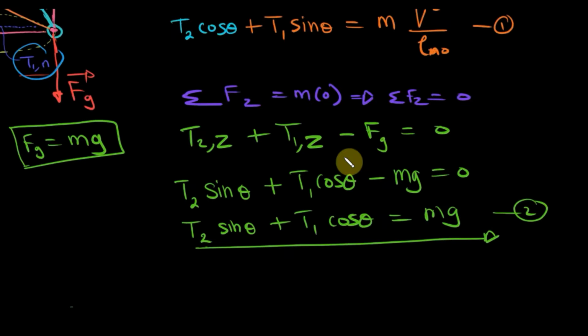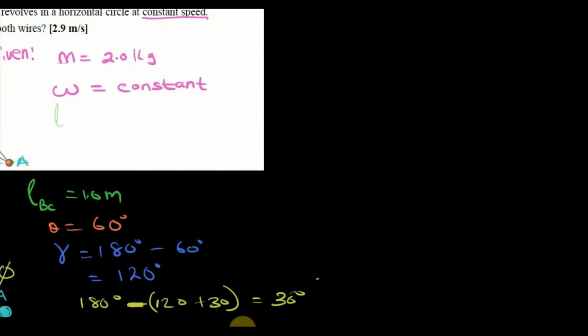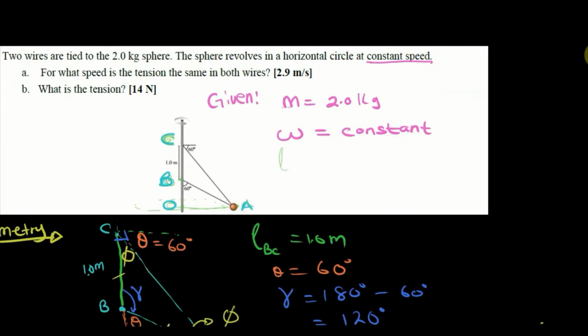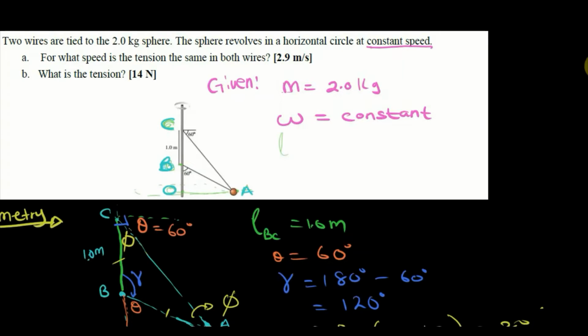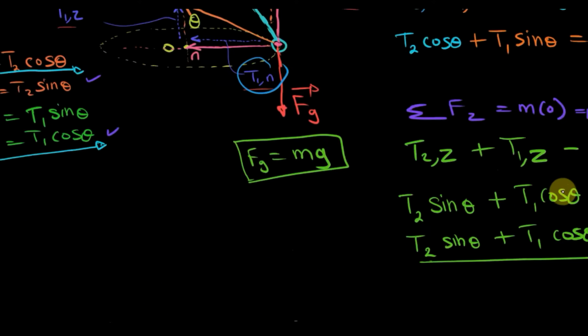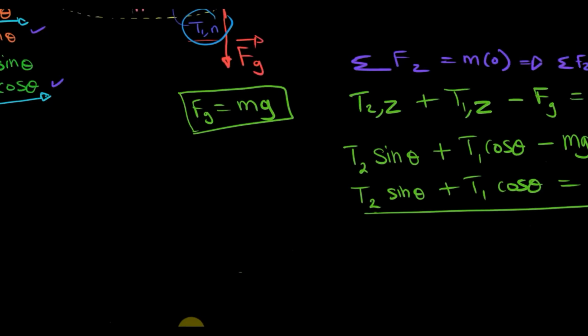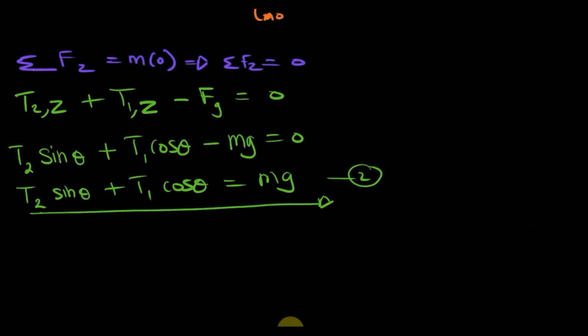Okay, we were solving this problem. We're finding the tension in the wires as well as the speed at which the tension is the same in the wires. So let's continue, shall we? Okay, so solve equations 2 and 1 simultaneously.